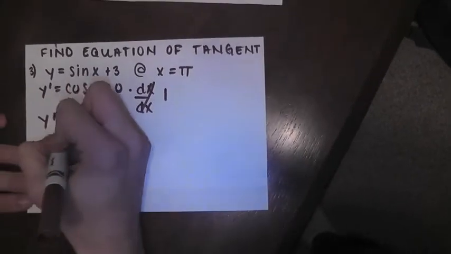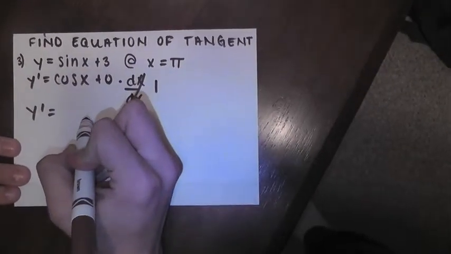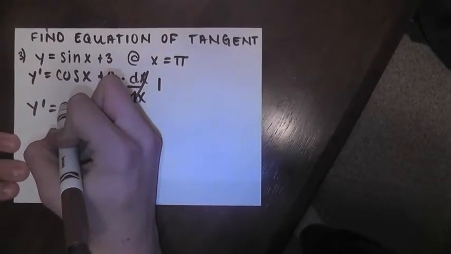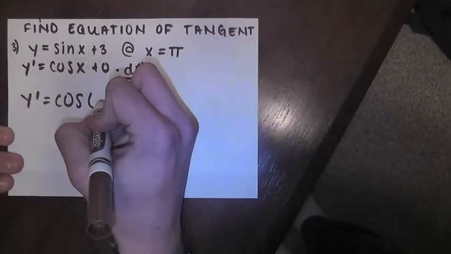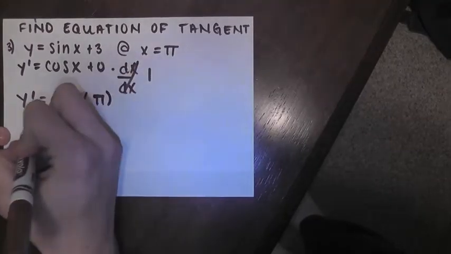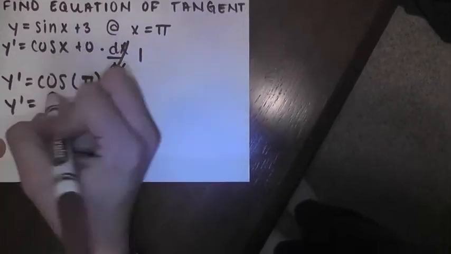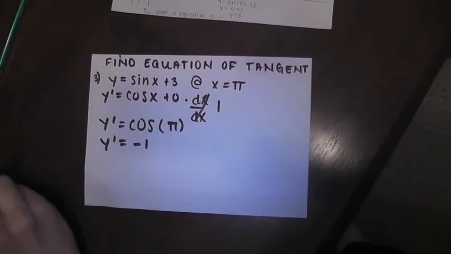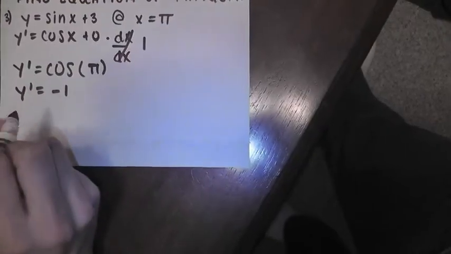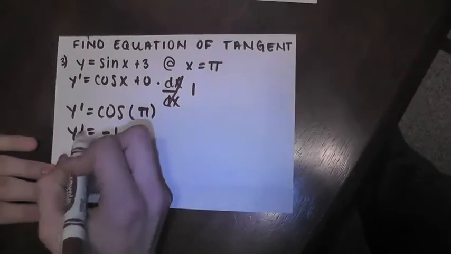Next, we plug in pi for x into the derivative, which we just solved was cosine. So y prime is cosine of pi, which is y prime equals -1. It tells us that the slope of the tangent line is -1. To solve for the rest of the equation, we have to use point-slope form.